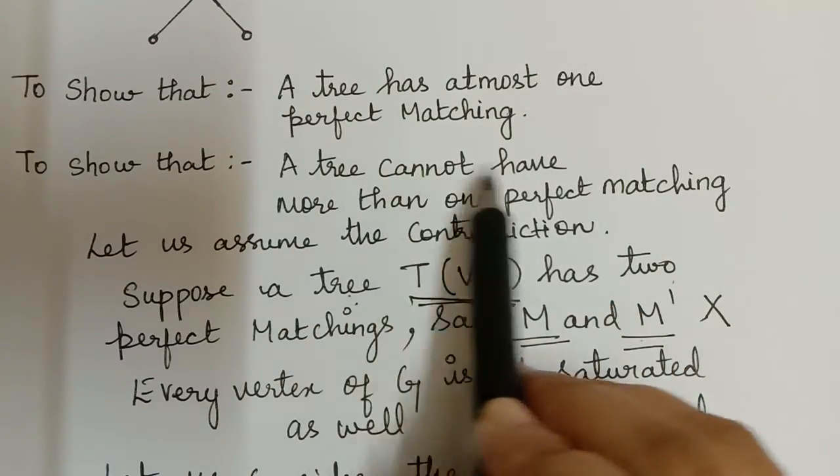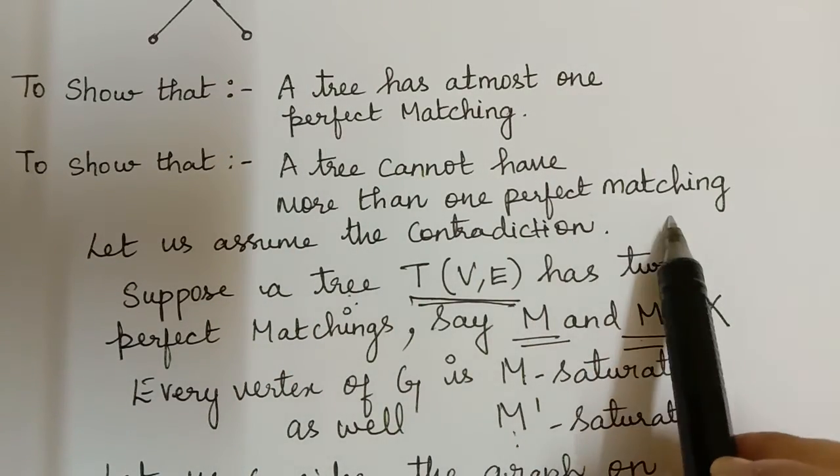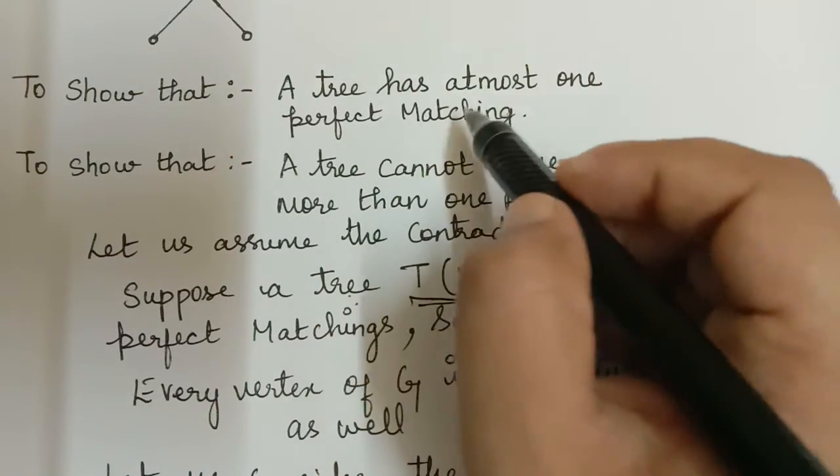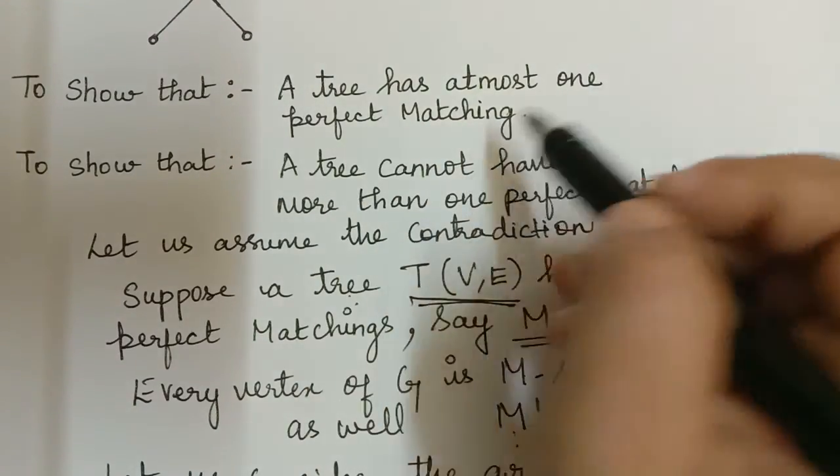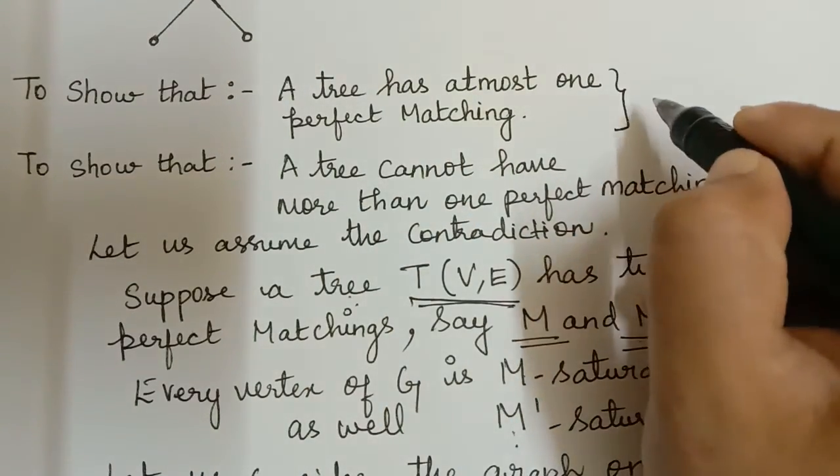Therefore, we have shown that a tree cannot have more than one perfect matching, and hence a tree has at most one perfect matching. Hope you have understood this proof.